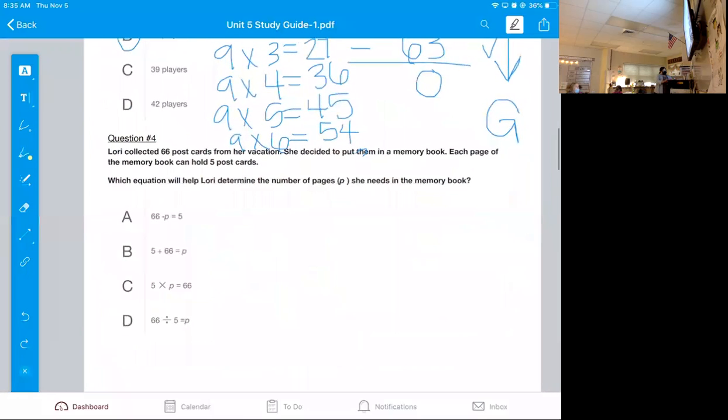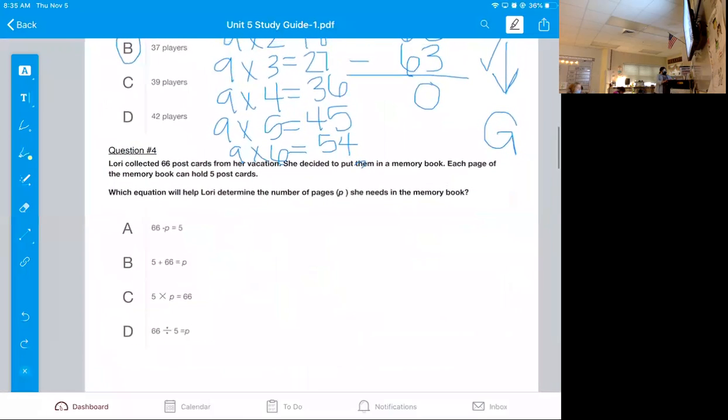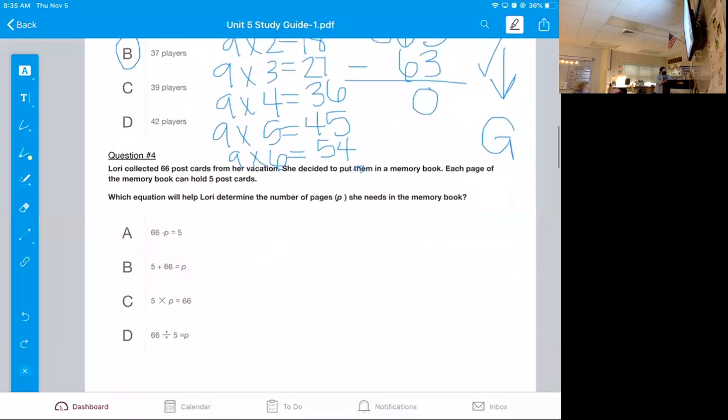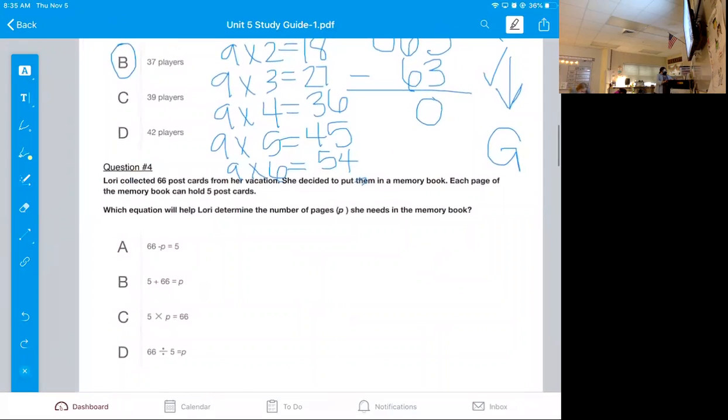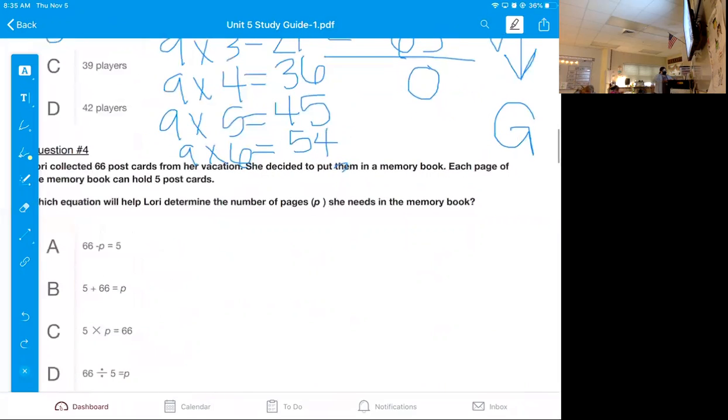Tori collected 66 postcards from her vacation. She decided to put them in a memory book. It's like a scrapbook or a photo album, maybe. Each page of the memory book can hold 5 postcards. Which equation will help Tori determine the number of pages she needed in the memory book? So you didn't even have to work this one out because it left the answer as P. Because you know sometimes letters can represent numbers in our math problems, right? So it didn't even ask you to solve it. You just had to pick which equation you would use to solve it.